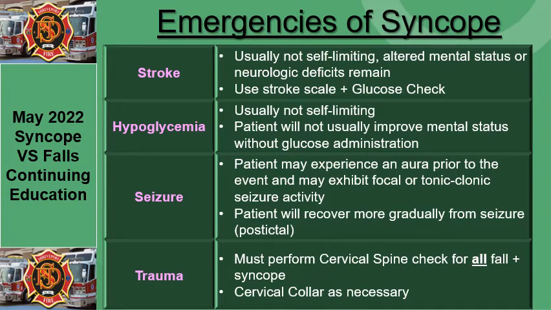It will not fix itself. Patients will not improve mental status without your administration of glucose. If they can't swallow, you give it IV. If they can swallow, give it PO. And PO is actually very important, because that is the body's natural way to absorb glucose. So let's talk about seizures.